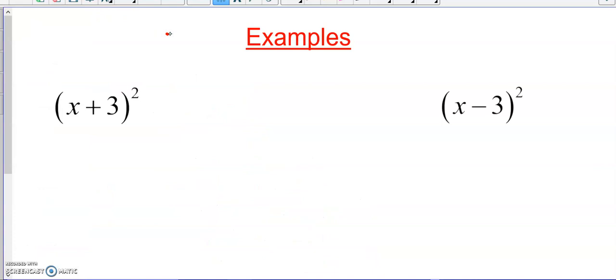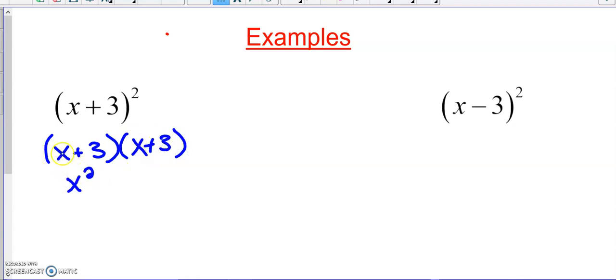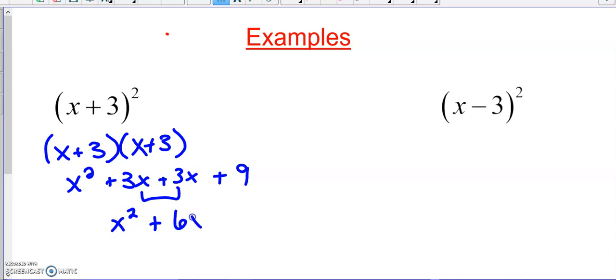We have x plus 3 squared. Instead of squaring my x and squaring my 3, I'm going to remember that this really means x plus 3 times x plus 3. Okay, x times x is x squared. X times 3 is 3x. Now I'm on to my second term. 3 times x is 3x, and 3 times 3 is 9. When I combine my x's, my like terms, I have x squared plus 6x plus 9.